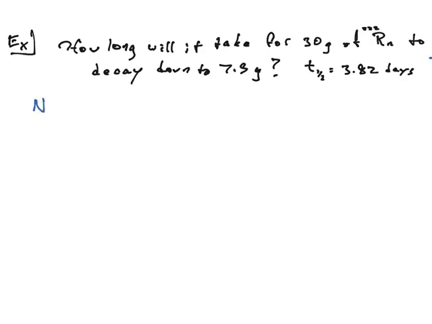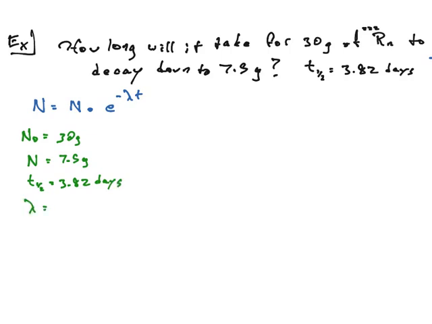So, what's our equation? N is N naught e to the minus lambda t. All right, what do I know? Well, let's see. I know N naught is the amount of sample I have to start with, which is 30 grams. N is how much I want left after I wait, which is 7.5 grams. What else? The half-life, T1/2, is 3.82 days. And I know, of course, lambda is 0.693, natural log of 2, over T1/2.